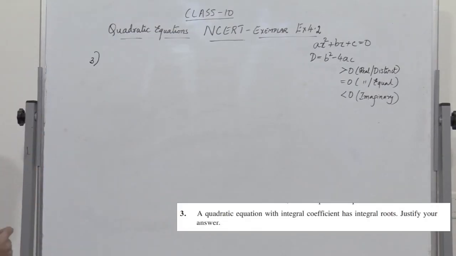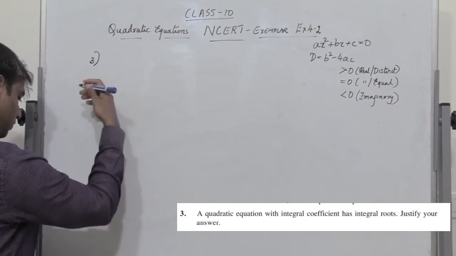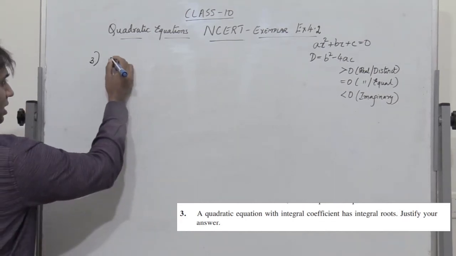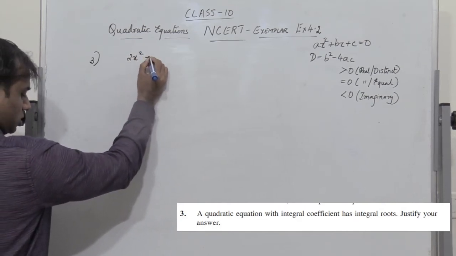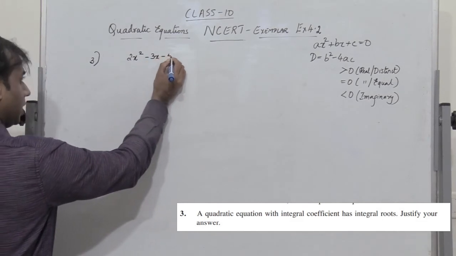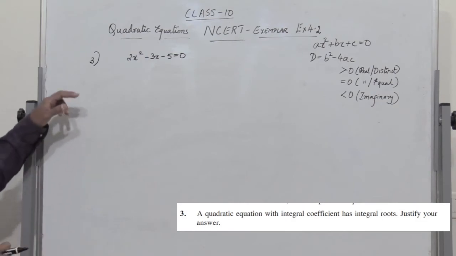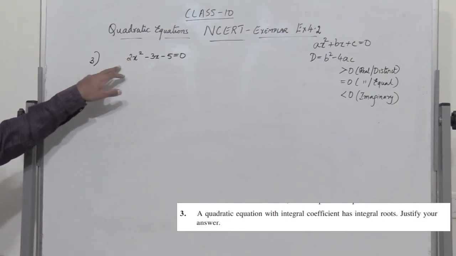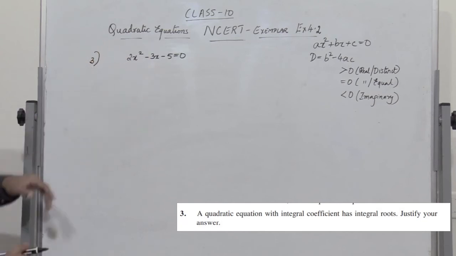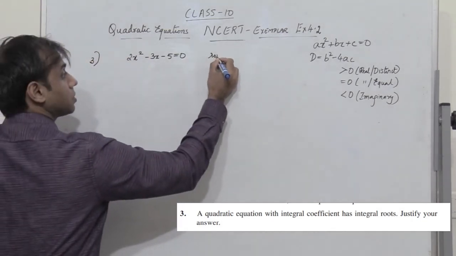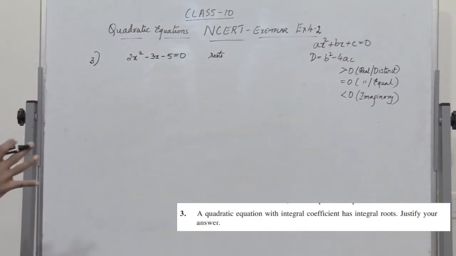A quadratic equation with integral coefficients has integral roots. So you have to justify the answer. Let's take an example. So what does this mean? Suppose you have a quadratic equation, say 2x square minus 3x minus 5 equals 0. Here it's been given that you have integral coefficients. That means the coefficient of x square, the coefficient of x, they are all integers, and then the roots that you get will also be integers. So is it true? We have to justify the answer.